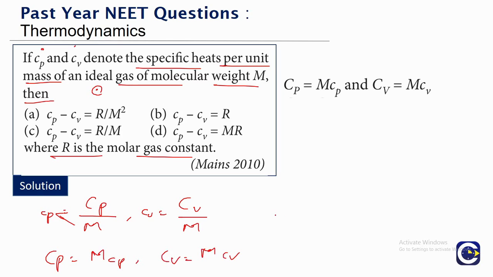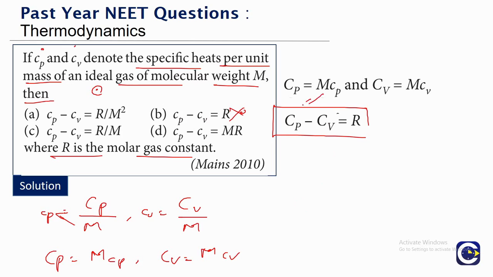Already we have a relation between capital Cp and capital Cv. That is, Cp minus Cv is equal to R. So some of us should not just confuse the relation with option B, because option B is saying what? Small Cp minus small Cv is equal to R. This is not correct. Capital Cp minus capital Cv will be equal to R. The relation is in terms of the molar specific heats.